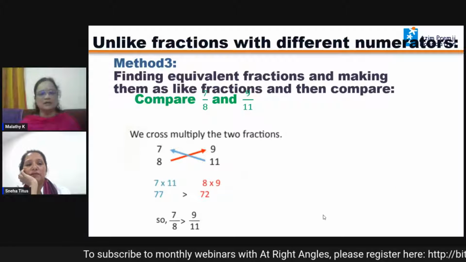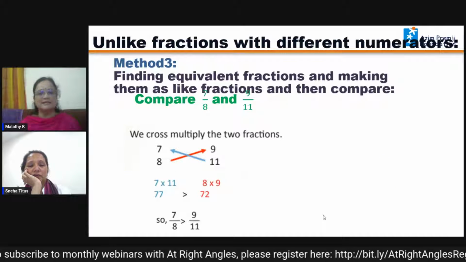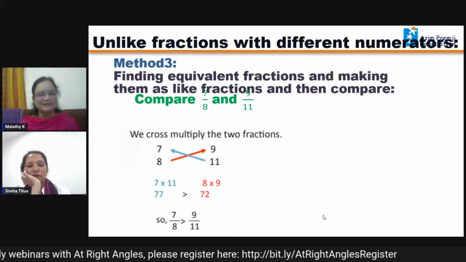And finally, we just say that method 3 is the easiest method.